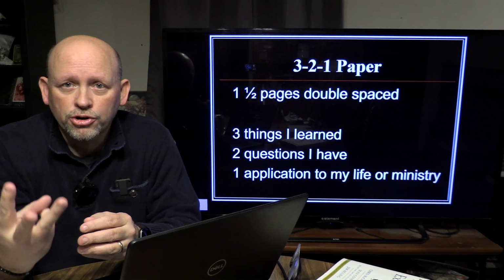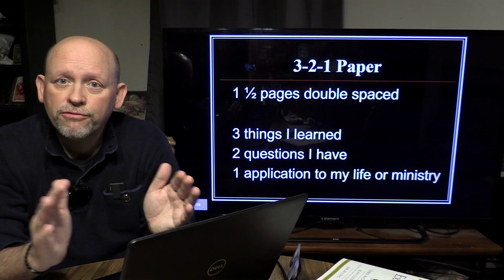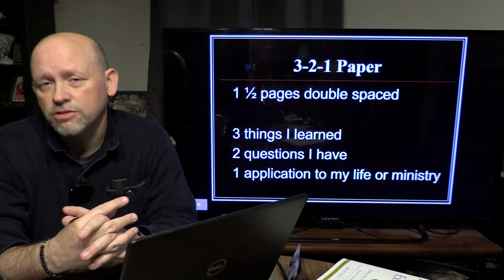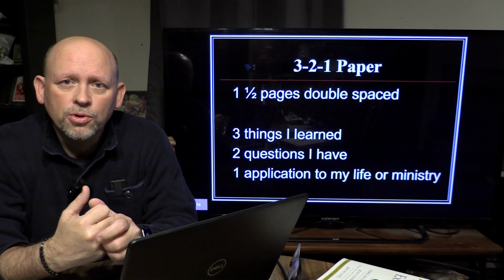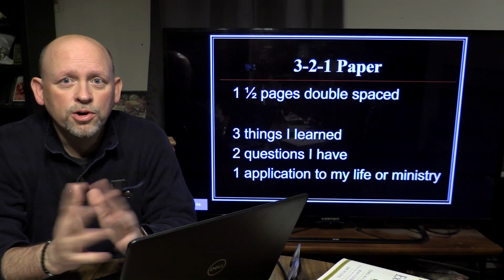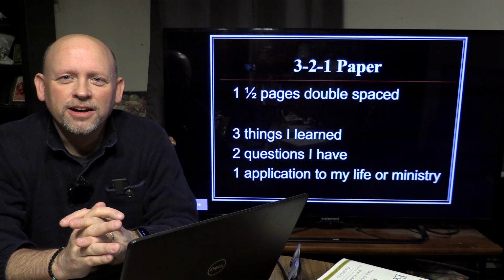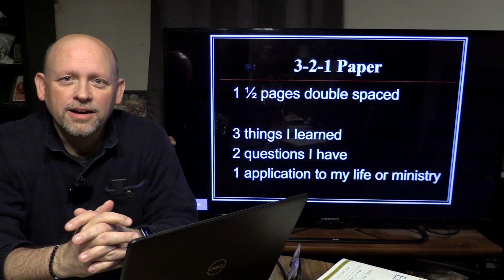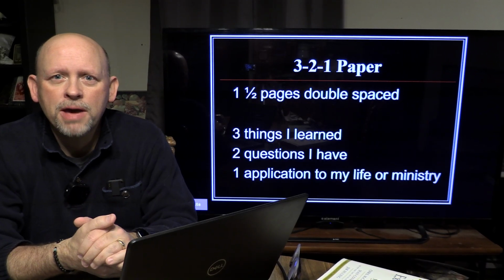Or as you're learning 3 things, be sure to quote and give the page reference to where you're finding those things. This is an invaluable resource. The books that I've selected are not, again, busy work. They are intended to help you become a better teacher of God's Word. And so I hope that you will take the time to read them, and I hope you'll put your effort into the papers.